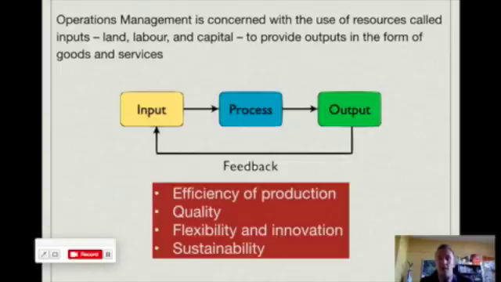Mostly, operations managers are concerned with the efficiency of production, quality, flexibility and innovation, and sustainability. They're constantly trying to improve this process through those concepts.